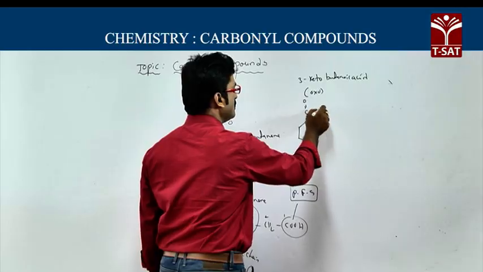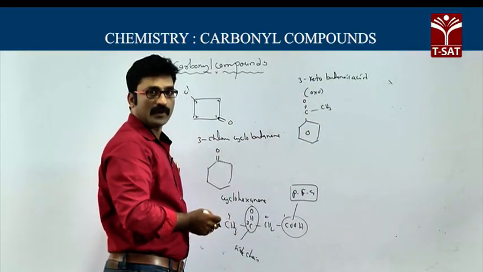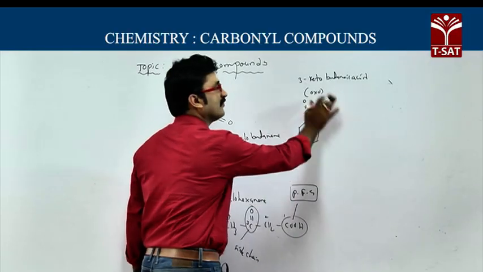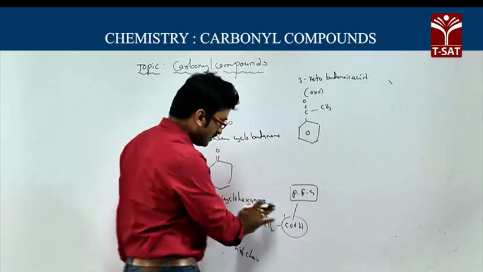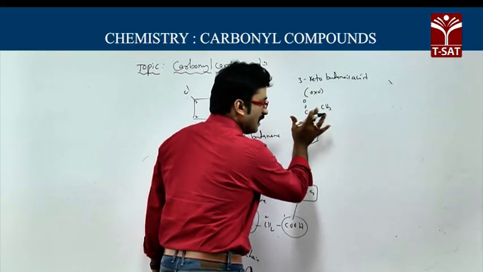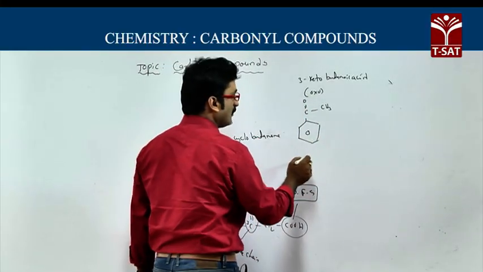C double bond O, CH3. Okay, this is a ketone, because here the C double bond O functional group is there. So therefore this compound is a ketone, but this compound is not a ketone. This is a carboxylic acid.